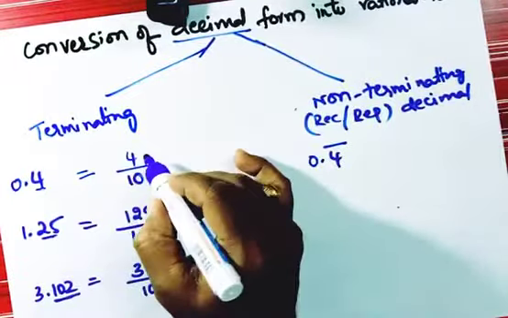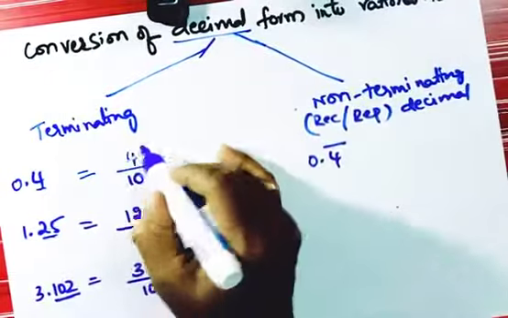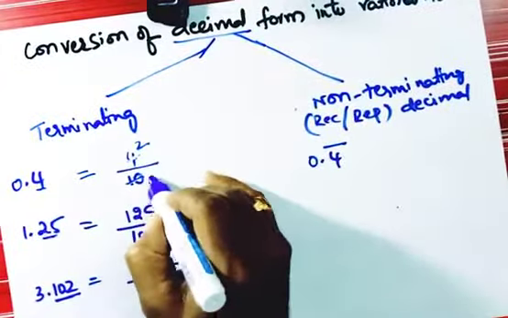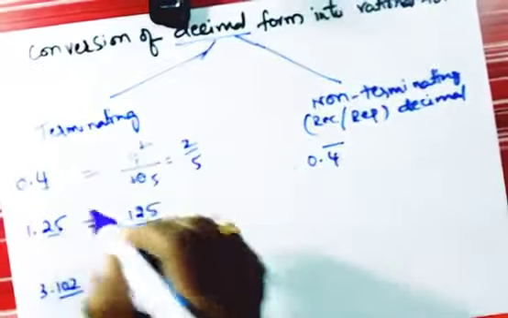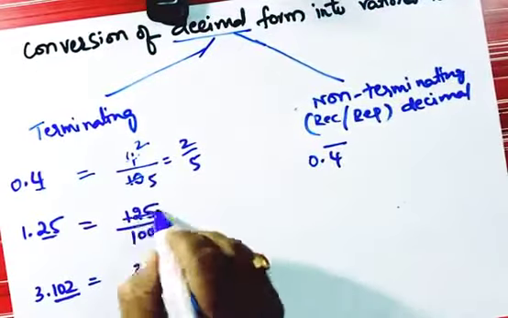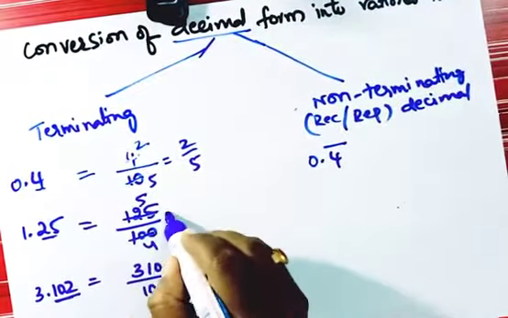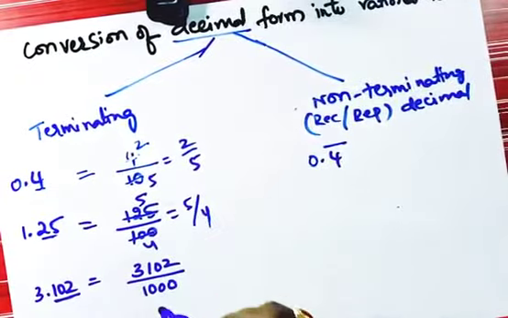So if they ask you to write the decimal in simplest form, you should cancel, like 2 times 2 is 4 and 2 times 5 is 10. So this is the simplest form of 4 by 10. If I'm taking 5 times 5 is 25, 5 times 4 is 20, you should take here 5 by 4. So like that you should find the simplest form for terminating decimals also.